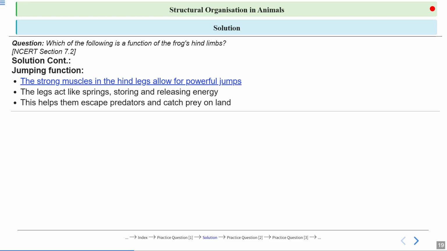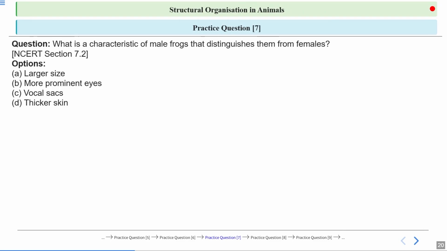Okay, let's move to our next question. What is a characteristic of a male frog that distinguishes them from females? NCERT section 7.2, this question is coming. And let us see the options. A, larger size. B, more prominent eye. C, vocal sac. And D, thicker skin.